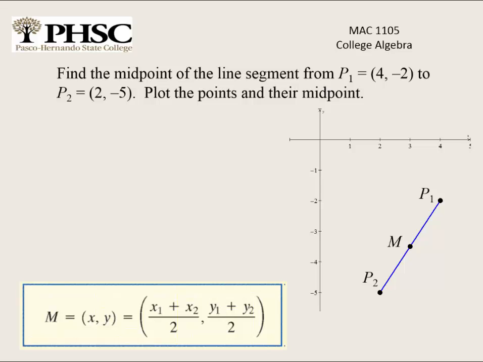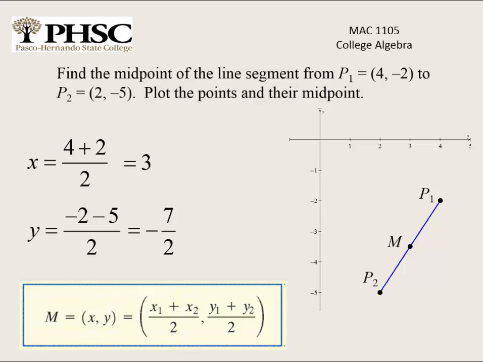So the first thing is we're going to find x, and x of course is (x1 + x2) divided by 2, and that gives us 3. And then we're going to find the y coordinate, and that gives us -7/2. So the coordinates of the midpoint for this particular example are (3, -7/2).